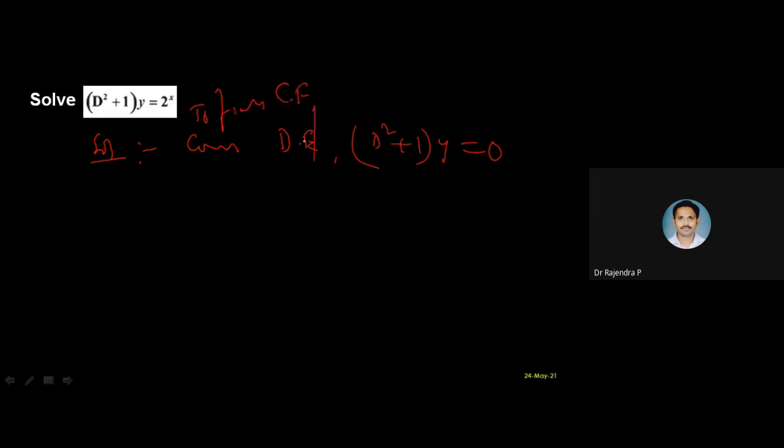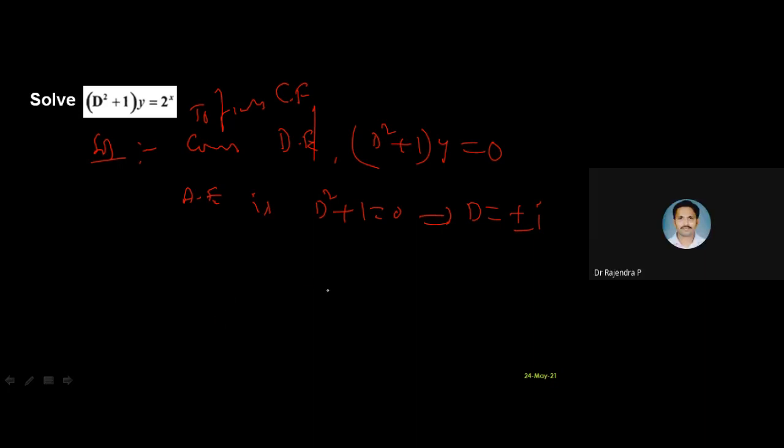Now you tell me, this is one more problem. Before solving it, first you have to find the complementary function. So consider the differential equation (D square plus 1) y is equal to 0. Why am I considering this? To find the complementary function first. So what is your auxiliary equation? D square plus 1 is equal to 0. What are the D values here? Plus or minus i.